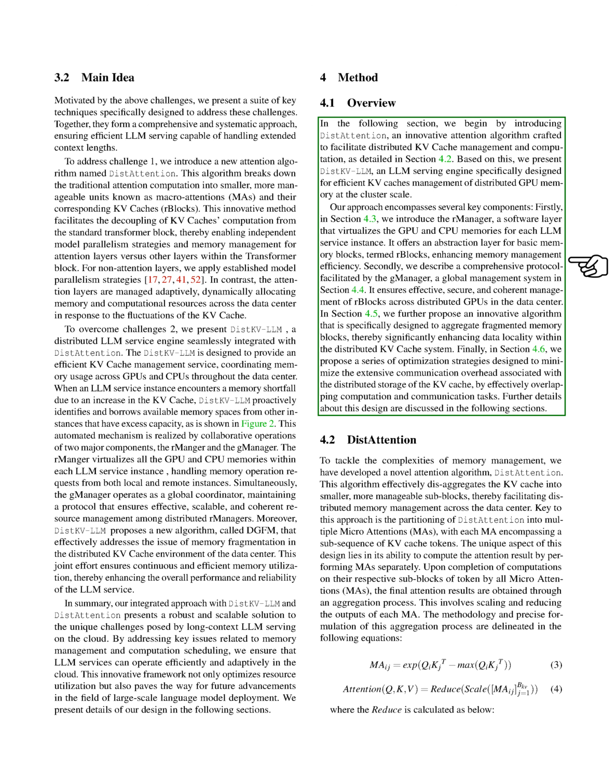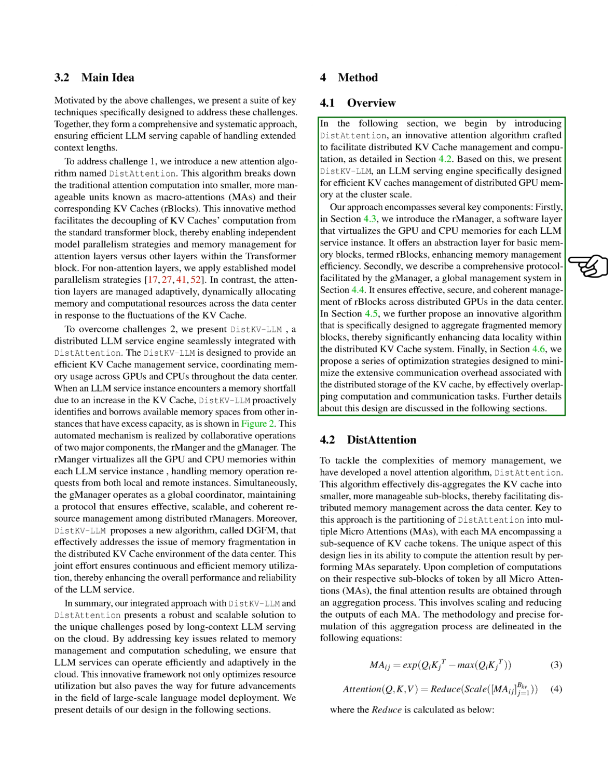First, we introduce the R Manager, a software layer that acts as a virtual memory manager for each LLM service instance. It provides an abstraction layer for basic memory blocks, which we call R blocks, to improve memory management efficiency. Next, we introduce the G Manager, a global management system that ensures effective, secure, and coherent management of R blocks across distributed GPUs in a data center.